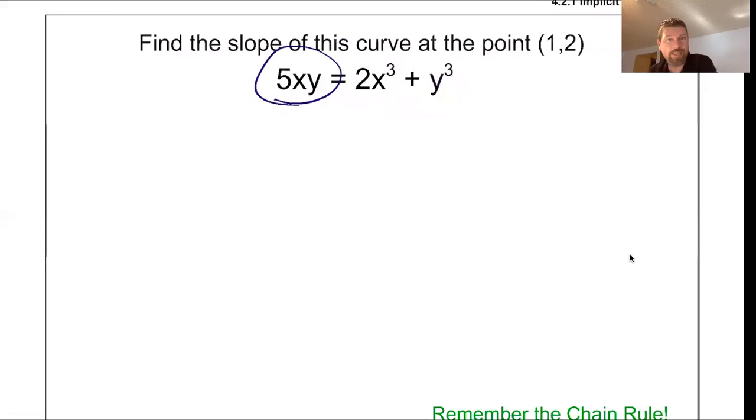All right, first thing is a product again. Remember your product rule. First times derivative of the second. So 5x times the derivative of y is dy/dx.